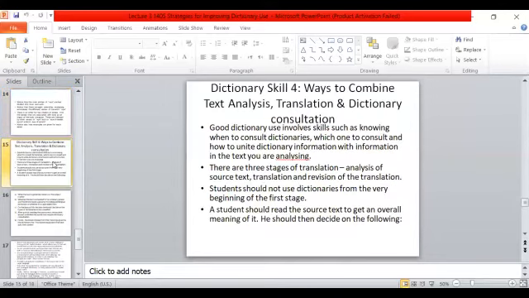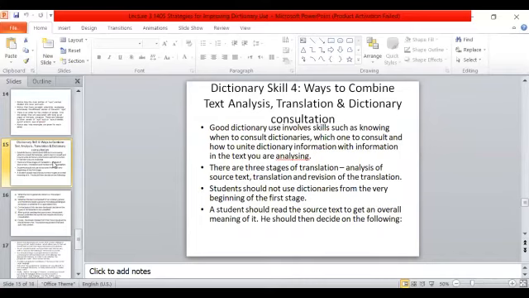Dictionary skill 4, ways to combine text analysis, translation, and dictionary consultation. Notice, please, students, that translation is not merely substituting one word for another. Translation involves processing, it involves cognitive effort, it involves elaboration. It is not merely a matter of finding an equivalent word in a bilingual dictionary.